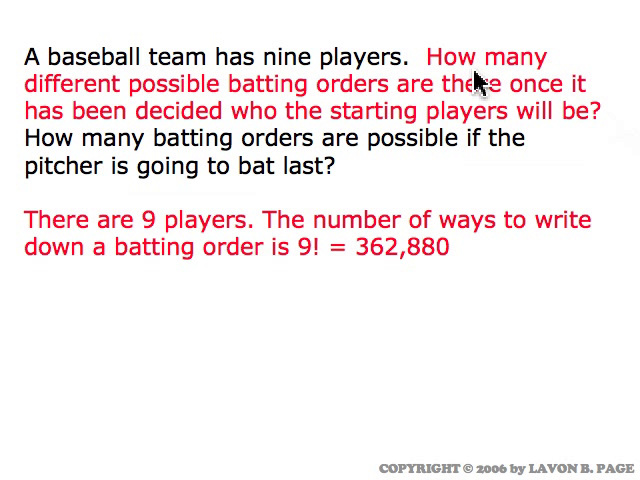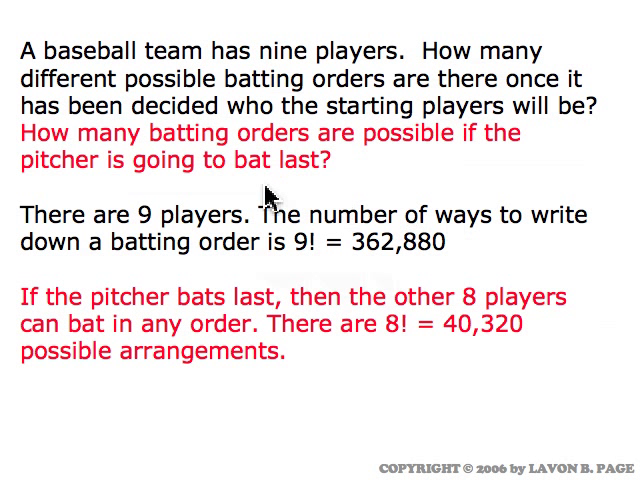The first question, how many different possible batting orders are there? No reference to the pitcher. It's simply a question of how many ways can you take the 9 players and order them in some particular fashion, since a batting order is nothing more than an ordered arrangement of the 9 players, specifying who bats first, who bats second, and so forth. There are 9 players. The number of ways to write down a batting order would simply be counting the permutations of the 9 players, counting the number of arrangements, the number of ways to list them in order. That would be 9 factorial, since it's 9 choices for who bats first, and then 8 choices for who bats second, and so forth. 362,880.